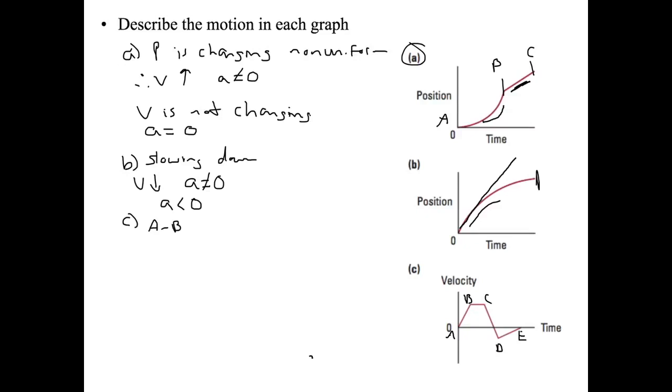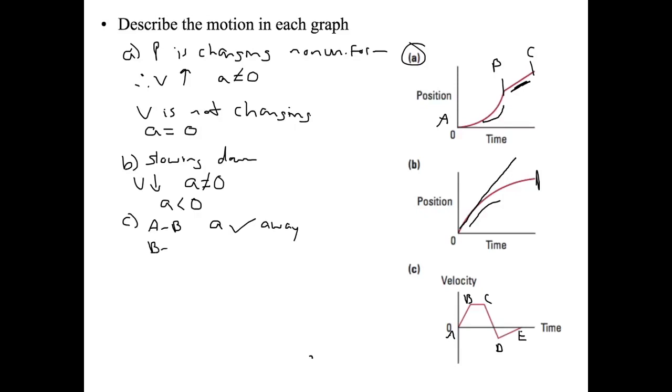Between point A and point B, remember this is a velocity time graph. We actually have an increase in velocity. So the acceleration is going to be the slope. So between A and B, we would say that there is acceleration. So acceleration is occurring. The car is accelerating away from the origin, away from the starting point.